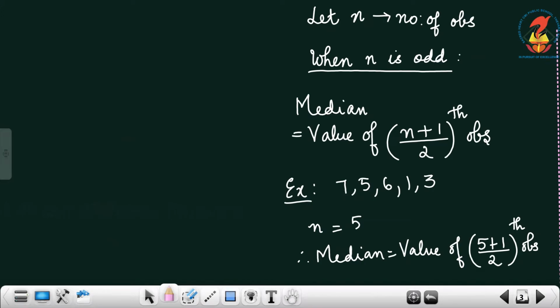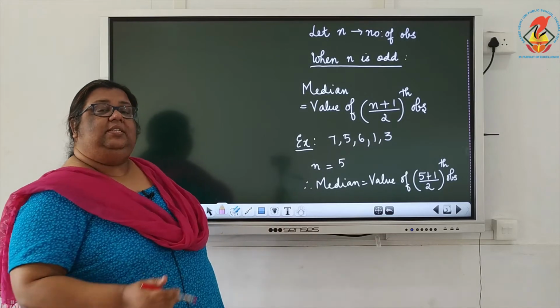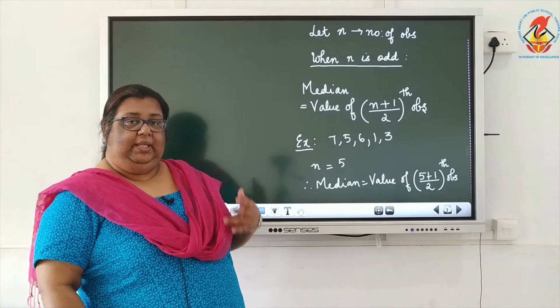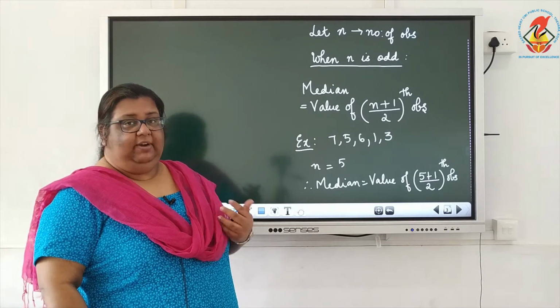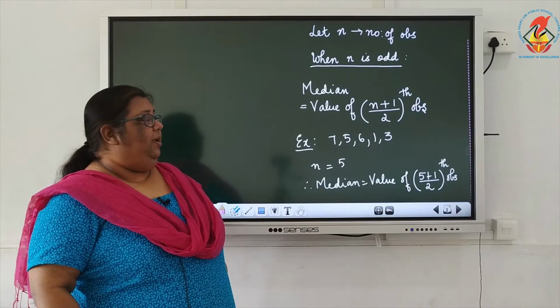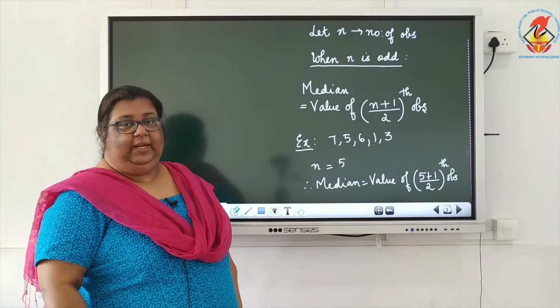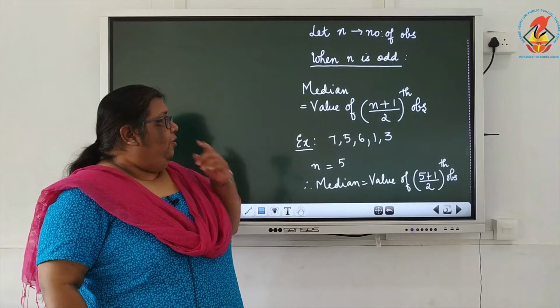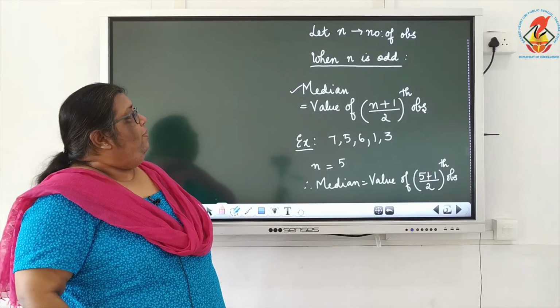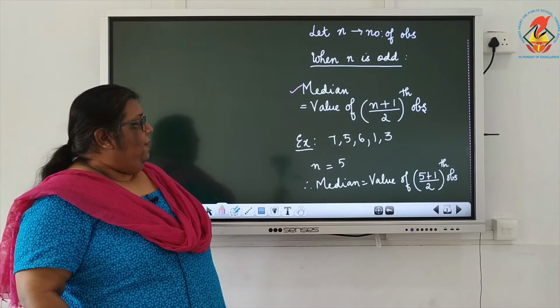Now, when the data is arranged in ascending or descending order, the number of observations can be either odd or even. So, when the number of observations n is odd, the formula to find median equals value of (n plus 1) by 2th observation, where n is the number of observations. There is an example given there.